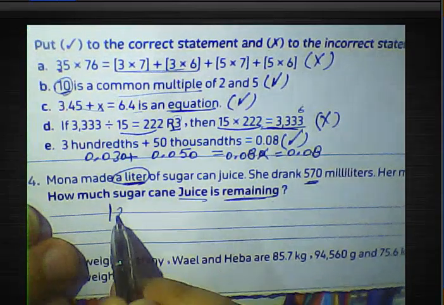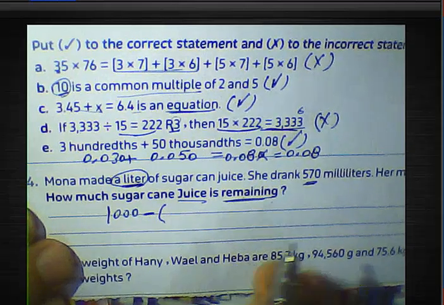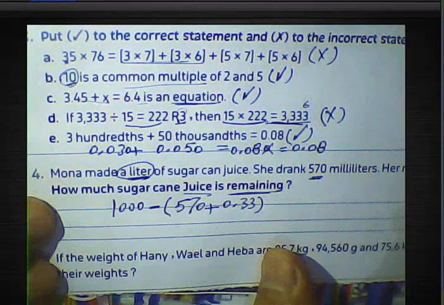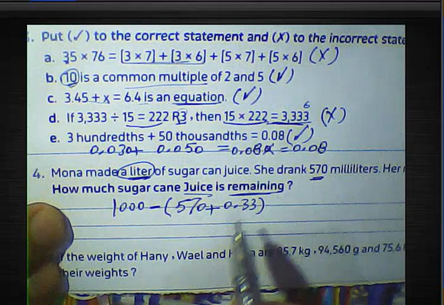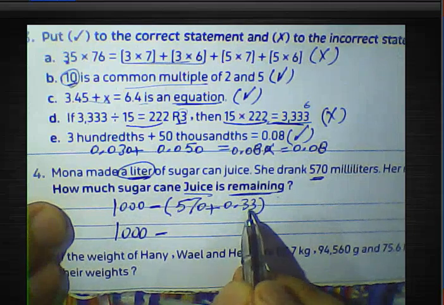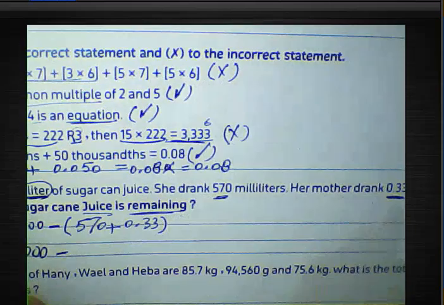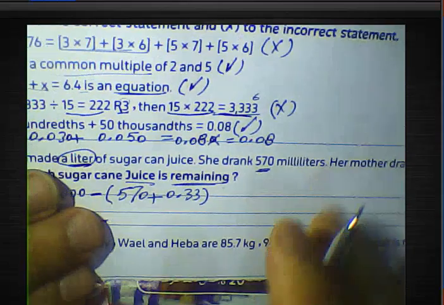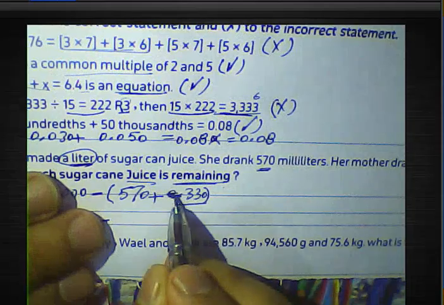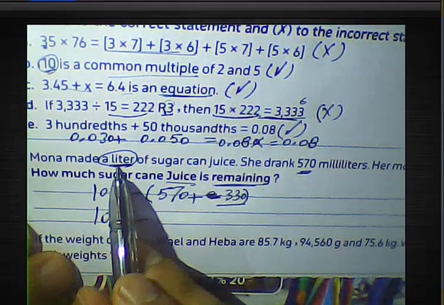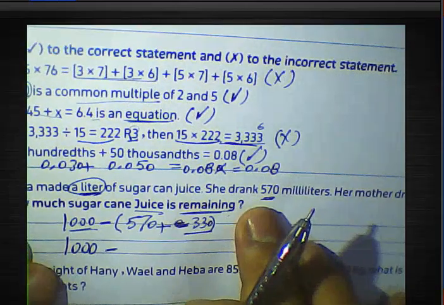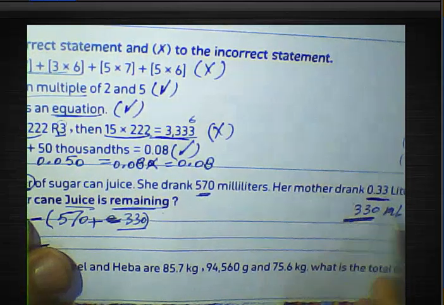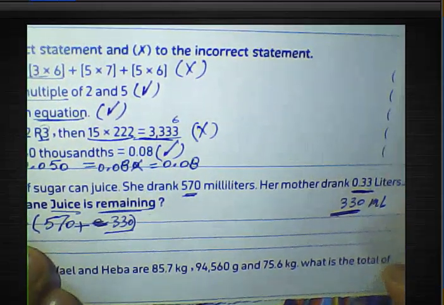Liter equals 1000 milliliter, so the result will be 1000 subtract 570 and 330 milliliter. To find the remaining, we can write 1000 subtract the result of them. Look at here, this liter we must multiply by 1000 to convert it from liter to milliliters, so the result will be 330 milliliter. Again, we know 1 liter equals 1000 milliliter, and we have here 570 milliliter. She drank 570 milliliter, and her mother drank 330 milliliter. We convert from liter to milliliter by multiplying by 1000.